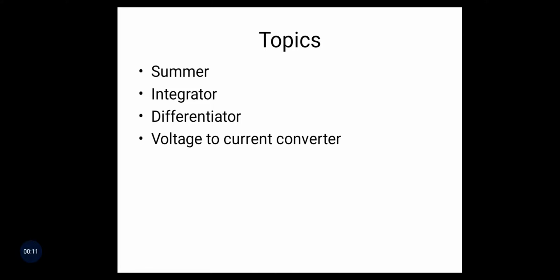In this lecture, we are discussing op-amp applications. Some of the applications are summer, integrator, differentiator, and voltage to current converter. In this lecture, we deal with the summer, integrator, differentiator, and voltage to current converter.